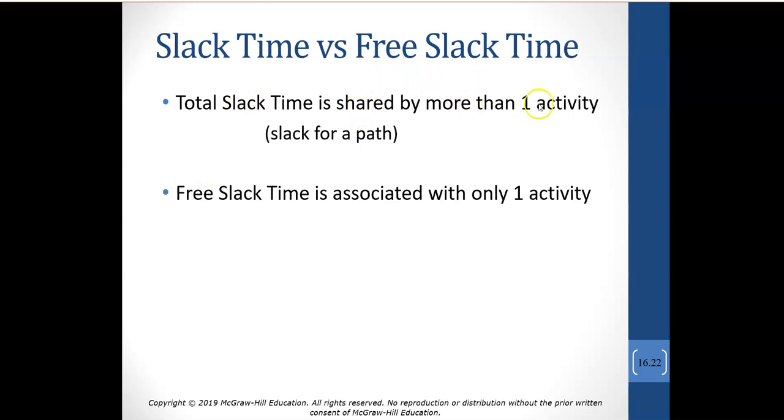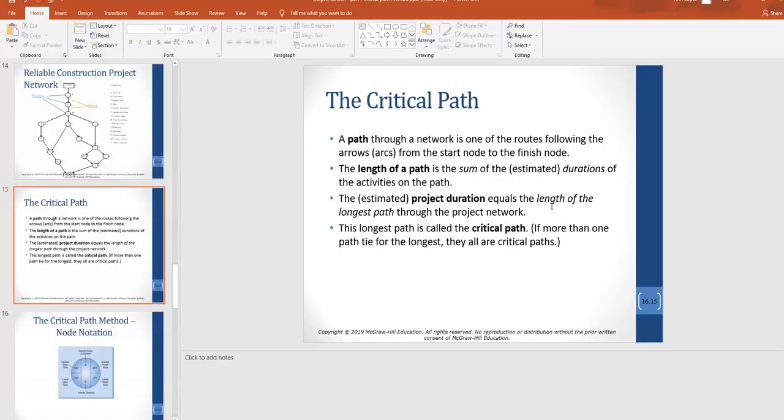We can have slack time that is shared by more than one activity. So we might have 2 weeks worth of slack time, but it's for all of the activities in that path. Or we can have free slack that's associated only with that one activity, where it doesn't rely upon anything else. Again, it's easiest if we go over to Excel and show that numerically.